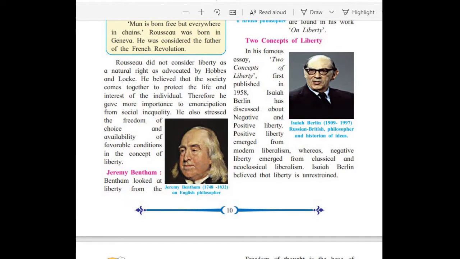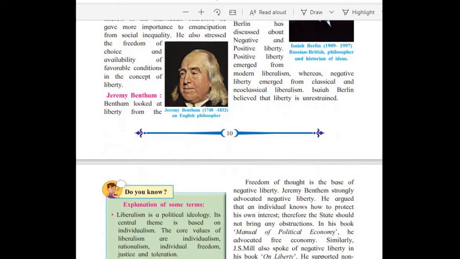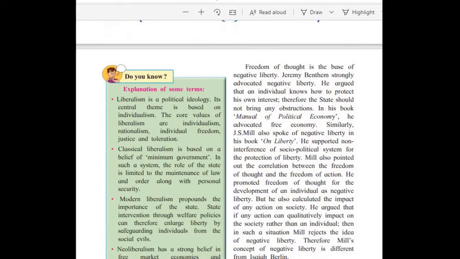The two concepts of liberty. In the famous essay, Two Concepts of Liberty, first published in 1958, Isaiah Berlin discussed negative and positive liberty. Positive liberty emerged due to modern liberalism, whereas negative liberty emerged from classical and neoclassical liberalism. Isaiah Berlin believed that liberty is unrestrained.